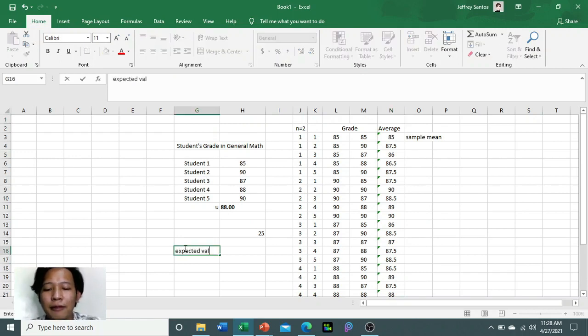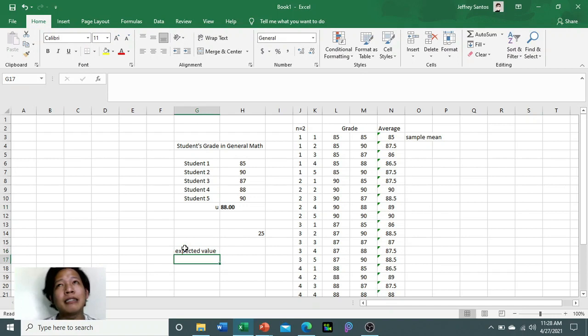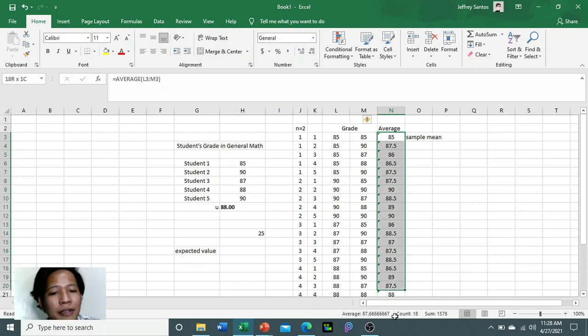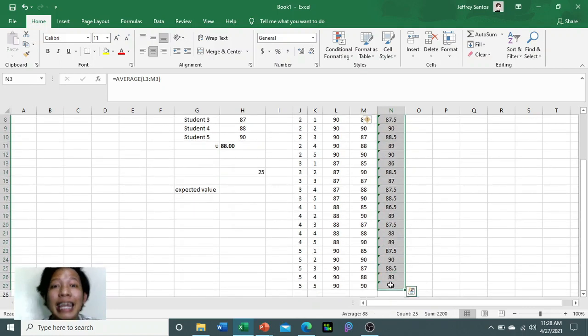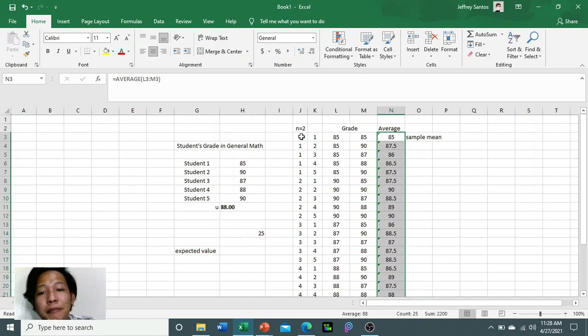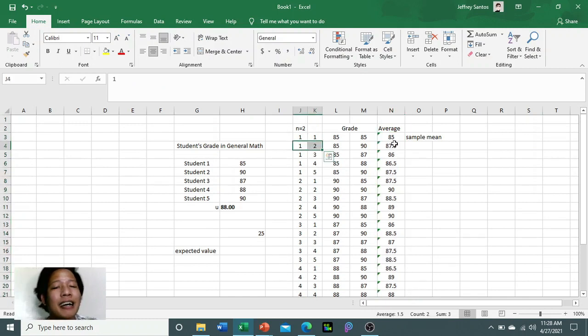Yung expected value na tinatawag natin is actually talks about the population mean. Okay? So, para makuha natin yung expected value, lahat ng averages natin ay i-average natin. Or kumbaga, yung magiging mean ng lahat ng averages natin dun sa mga posibleng samples natin. Alright, so what we're going to do with these averages is for us to add them all up.